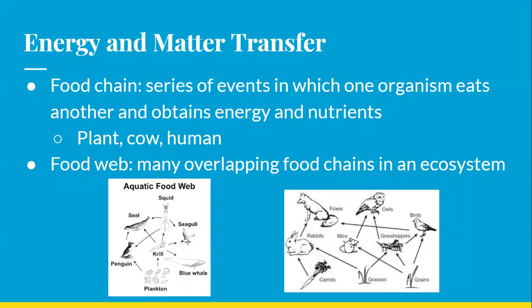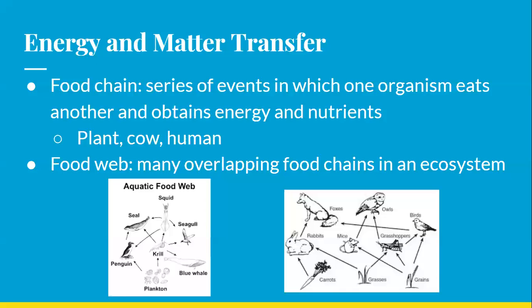A food web consists of many overlapping food chains in an ecosystem, and contains organisms that play more than one role in an ecosystem. A crayfish is an omnivore that is a first-level consumer when it eats plants. However, when a crayfish eats a snail, it is a second-level consumer.